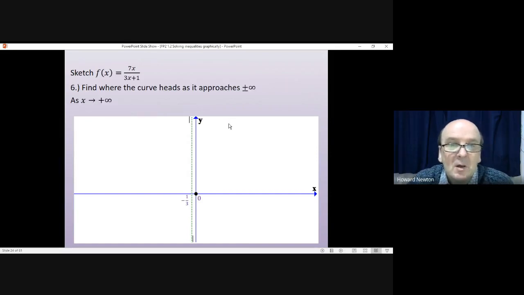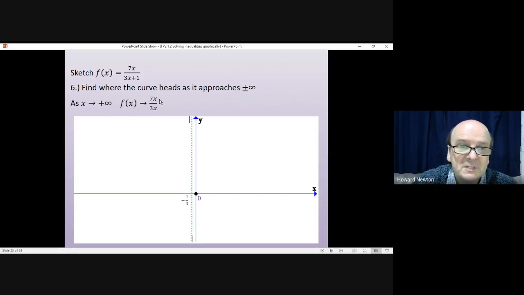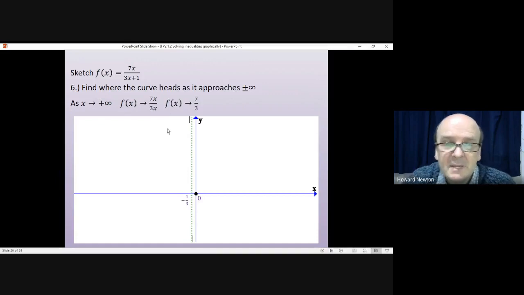Okay, number 6, we ask what happens in the far distance. So as the curve heads towards the right, towards plus infinity, and as the curve heads towards the left, towards minus infinity. First of all, we'll look at plus infinity. As x just gets bigger and bigger and bigger, what happens to the function? Well, the function will tend towards 7x over 3x. The 1 becomes trivial. So if you have a really, really large number for x, then the 1 makes very little difference. So the function will just tend towards 7x over 3x. You can cancel the x's. And that means that as x tends towards plus infinity, the function is going to tend towards 7/3.